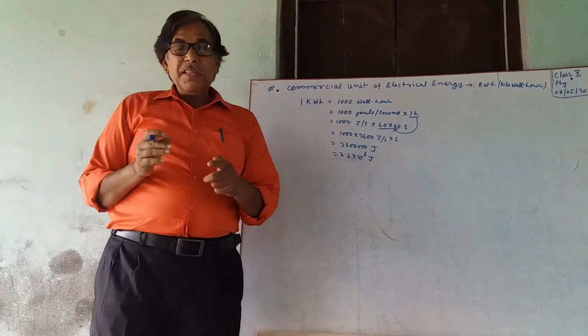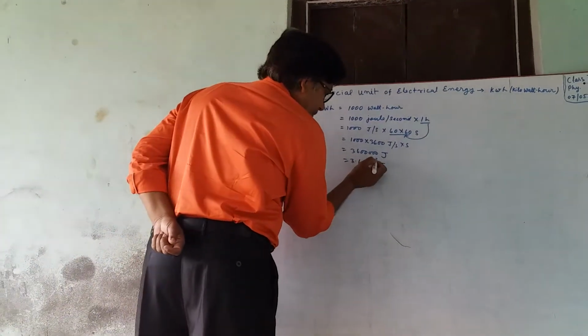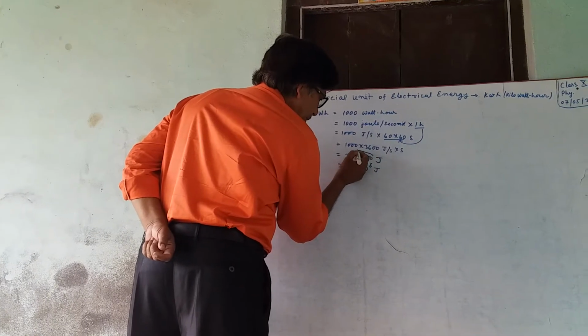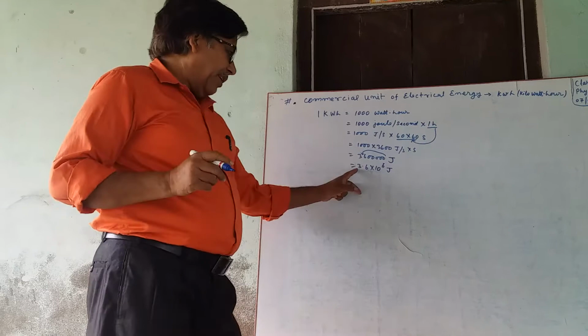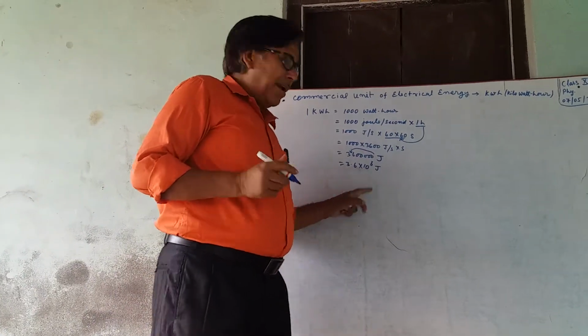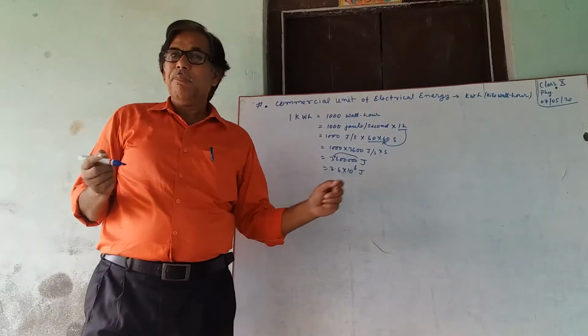To express it in standard form, leaving one digit in front, we place a decimal point here and we will get 3.6 into 10 to the power 6 joules.